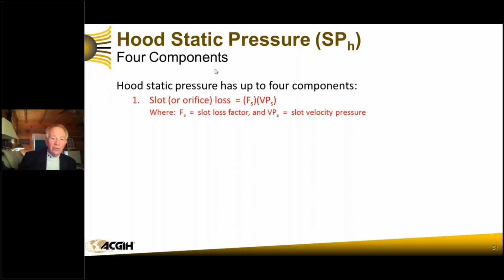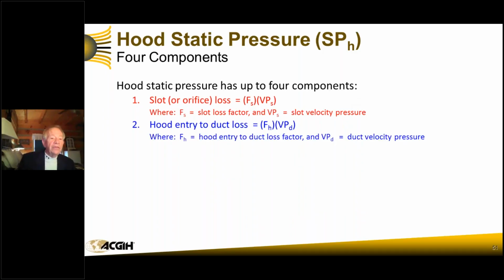So number 1, let's just do this, and they'll be in red. That's our slot or orifice loss. It's Fs times VPs. All right. Here is the one that we used on the simple hood. This is the hood entry to duct loss. It is Fh times the velocity pressure of the duct. This is the factor for the hood times the velocity pressure going in the duct. That will always be the same thing.